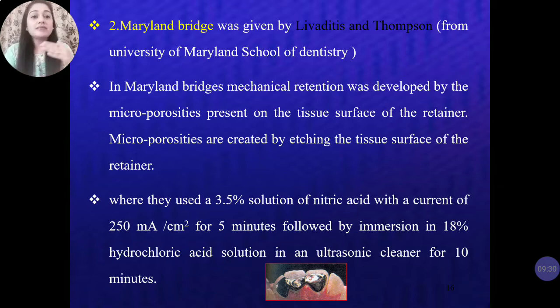So how are these microporosities created? Those are created by etching with a 3.5% solution of nitric acid with a current of 250 milliampere per centimeter square for 5 minutes, followed by immersion in 18% hydrochloric acid solution in an ultrasonic cleaner for 10 minutes. So this is the way the tissue surface of Maryland bridges is acid etched.